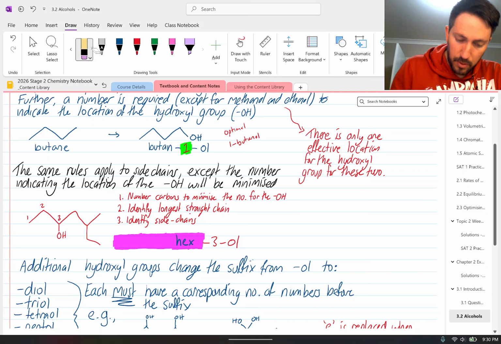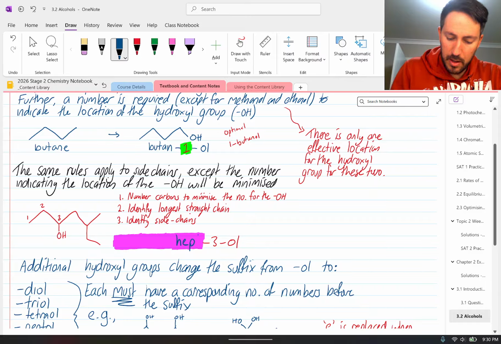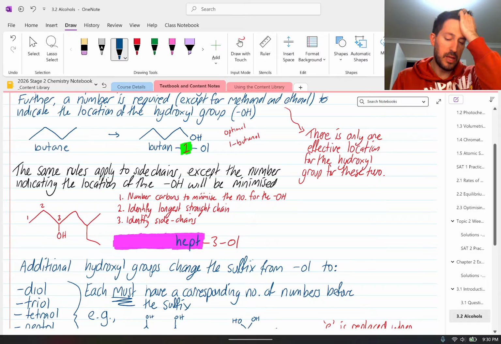Oops, sorry. Oh no, what have I done? There we go. I was going to try and erase it, but it would erase the highlighting as well. There we go. 7 carbons, so it's hept-3-ol.